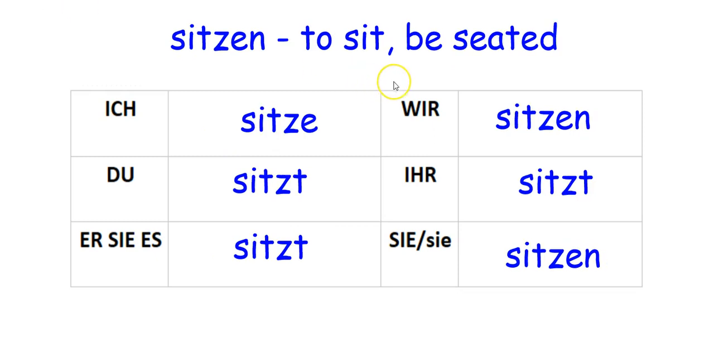And then, of course, sitzen, that is to sit or to be seated. So that's dative. Okay, that's location. It's already there. Ich sitze, so I'm sitting. Du sitzt, sie es sitzt. Wir sitzen, ihr sitzt, sie sitzen.